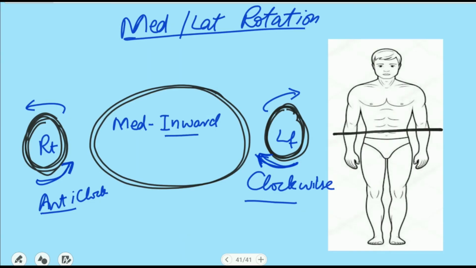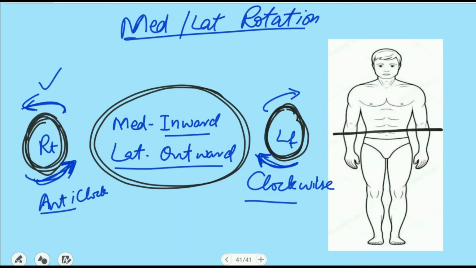So we will use the terms inward and outward. Rotational movement inward is the medial rotation and rotational movement outward is the lateral rotation. I will repeat, medial rotation is the rotation inward and lateral rotation is the rotation outward. So just remember these two words for medial and lateral rotation, because each movement is clockwise on one side and anti-clockwise on the other side.